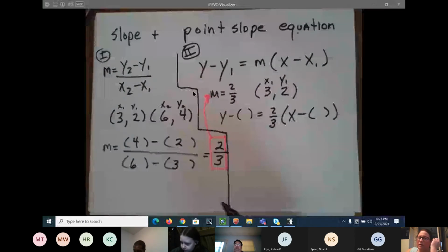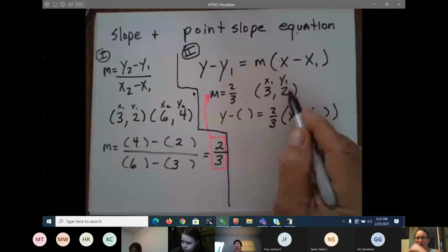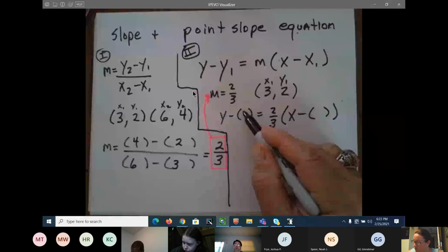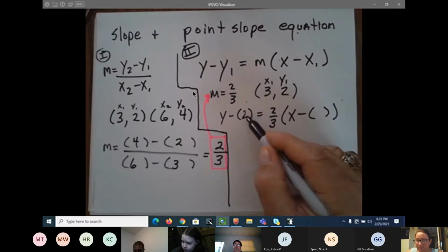See, this is what confuses me, because you have y minus y sub 1. So if you have two different variables, then you only have one y sub 1, then how do you do that? Where's Y sub 1? 2. Goes there. Where's X sub 1? 3. And now you solve it.